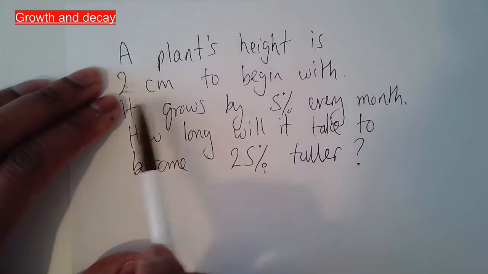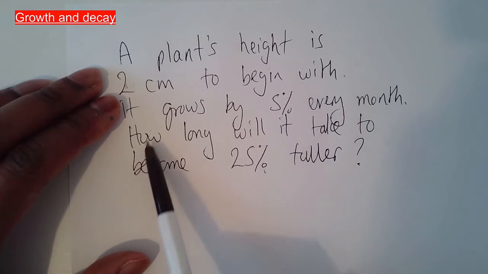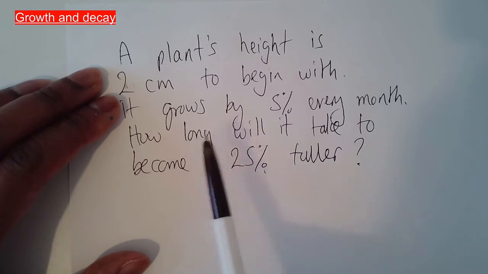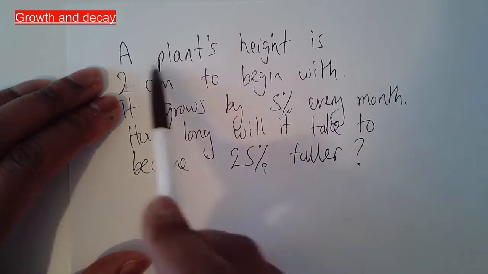Right, a plant's height is 2 centimeters to begin with. It grows by 5% every month. How many months would it take to become 25% taller than this?